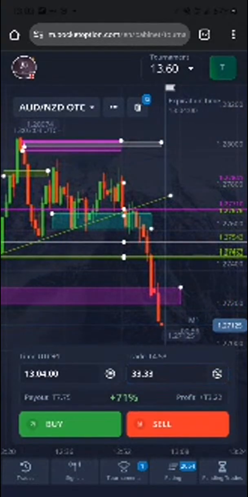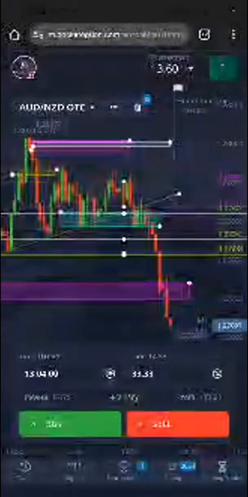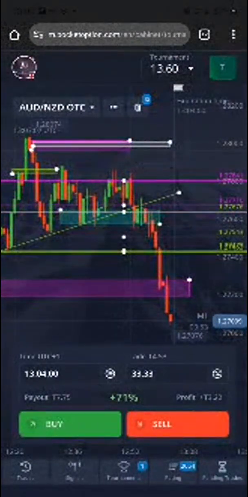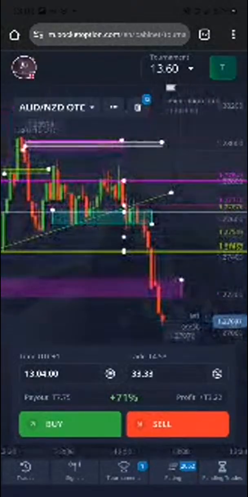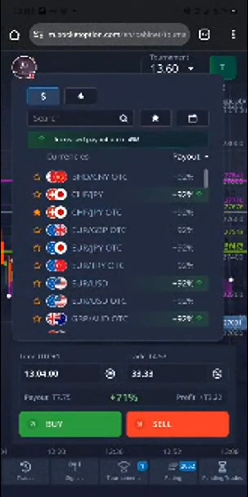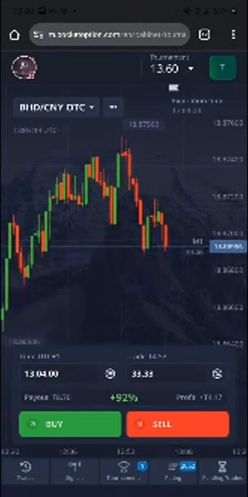So this is that liquidity sweep I was talking about the other time. I thought it would happen up here, but it didn't happen. Now it happened down here. But it's all right. We'll keep checking.